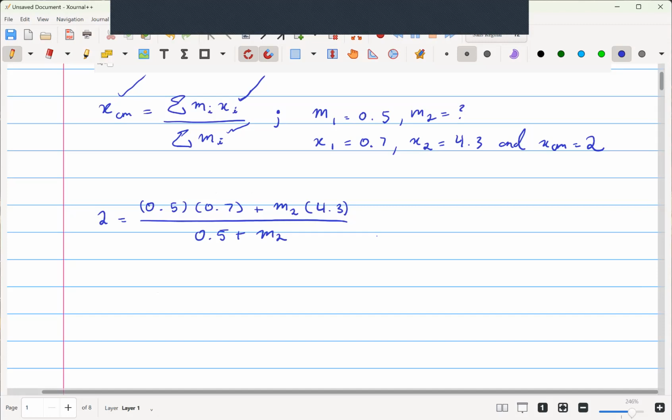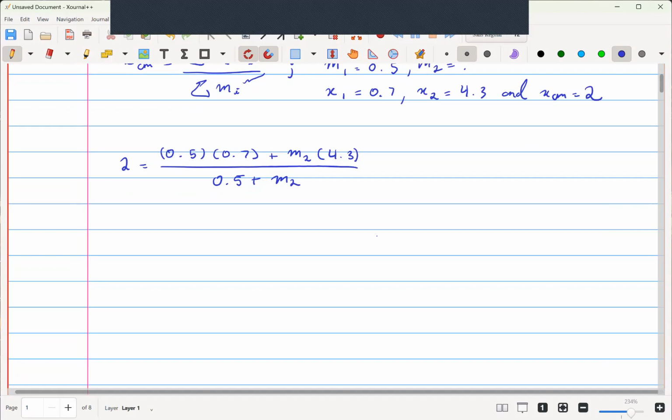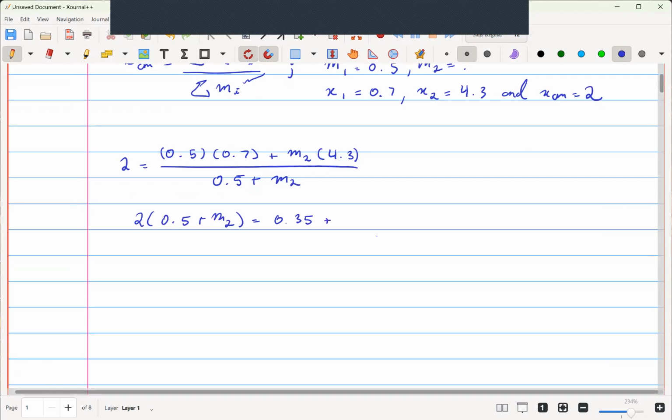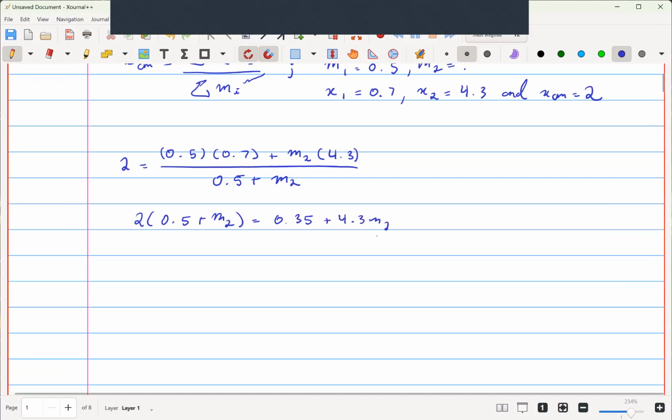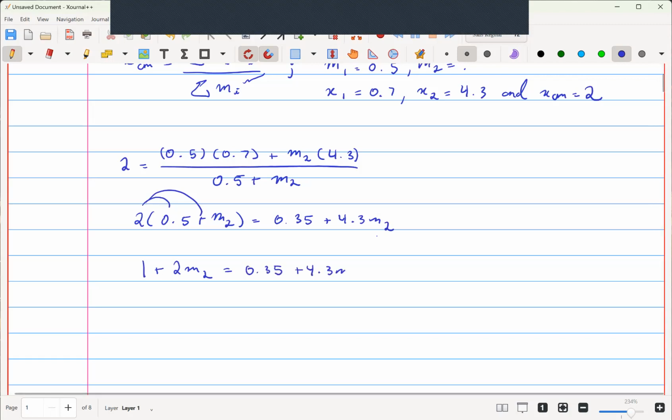Now we need to just solve for m2. Expanding this, multiplying 0.5 and m2 to one side, we can get 2 times 0.5 plus m2 is equal to, well, 0.5 times 0.7 is 0.35 plus just 4.3 m2. Now we FOIL this out, we get 1 plus 2 m2 is equal to 0.35, nothing else to change here, 4.3 m2.